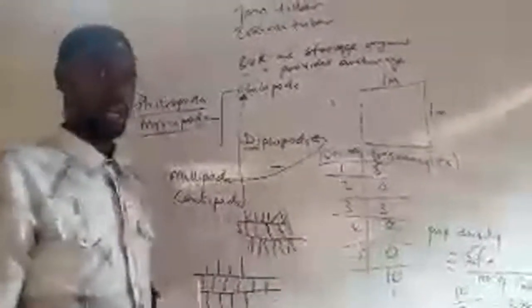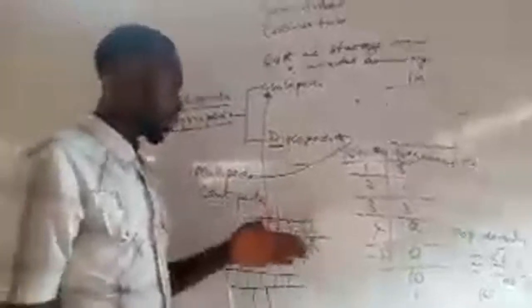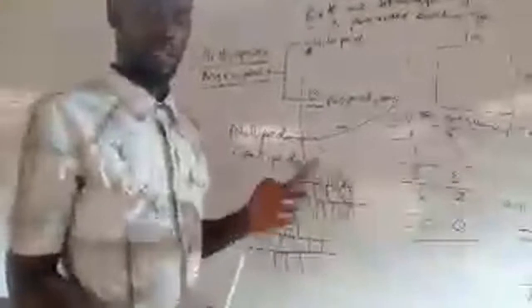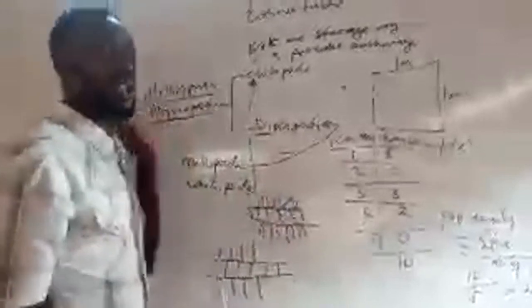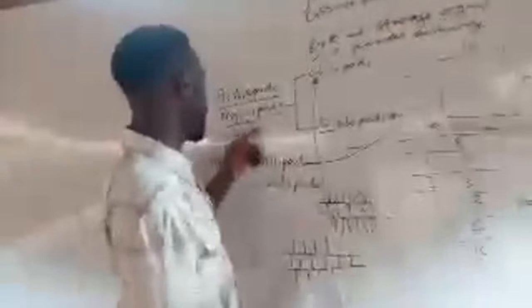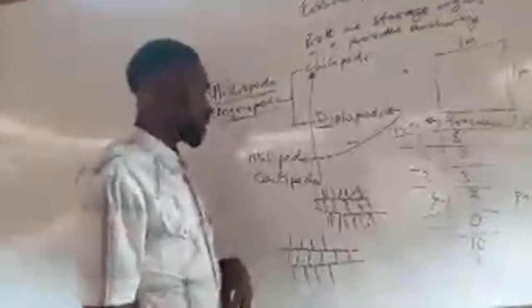What are the similarities between millipede and centipede? From my class so far, they are arthropods. Then they are all myriapods. You can say presence of jointed appendages in both. Then presence of exoskeleton. Then presence of pairs of walking legs, or you say presence of many walking legs, and that's why they are called myriapods.